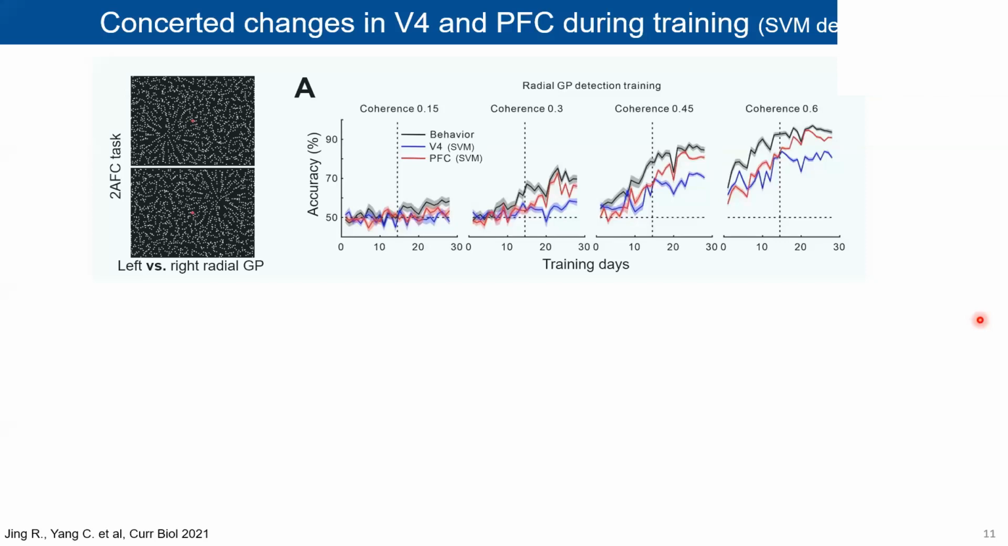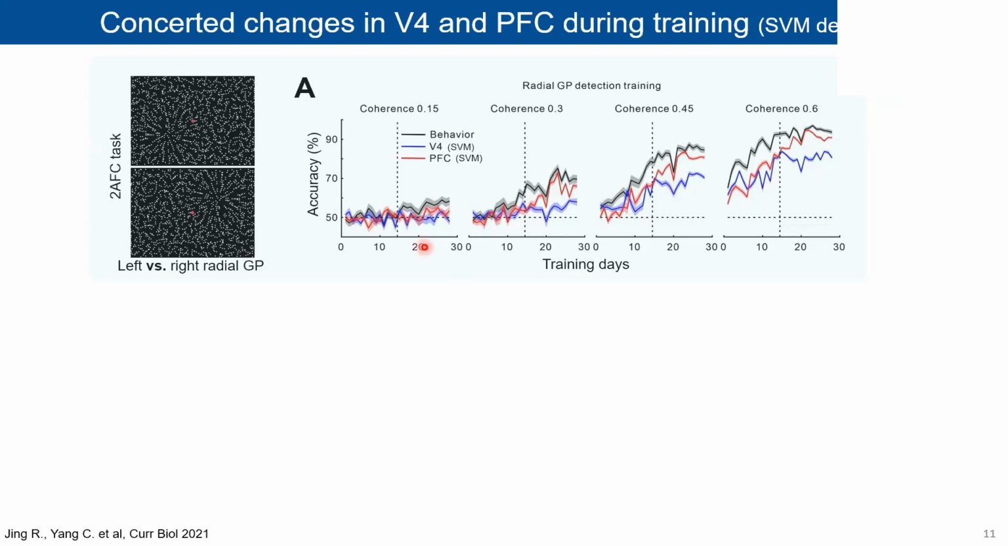By using the SVM classifier, we quantified to what extent the population responses of V4 and PFC neurons were predictive of the target location and thus useful for solving the detection tasks. To do that, we labeled each trial with the target location, left versus right. The labeled trial-by-trial spike counts were used to train the SVM classifier to decode the target location. The decoding accuracies are shown for 4 different glass pattern coherences here, in 4 different panels.